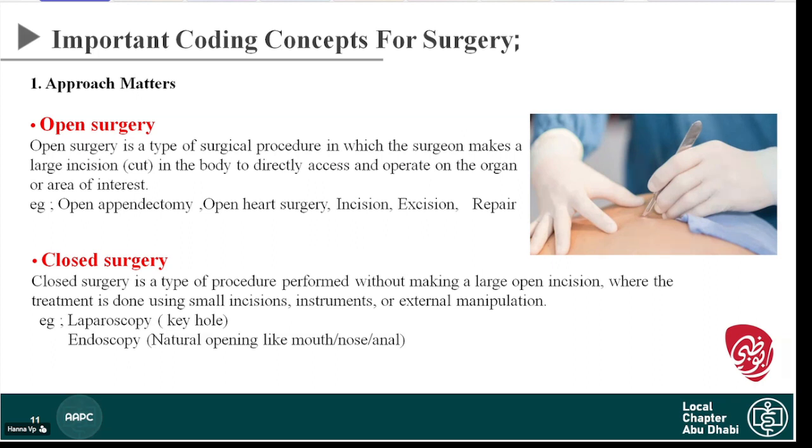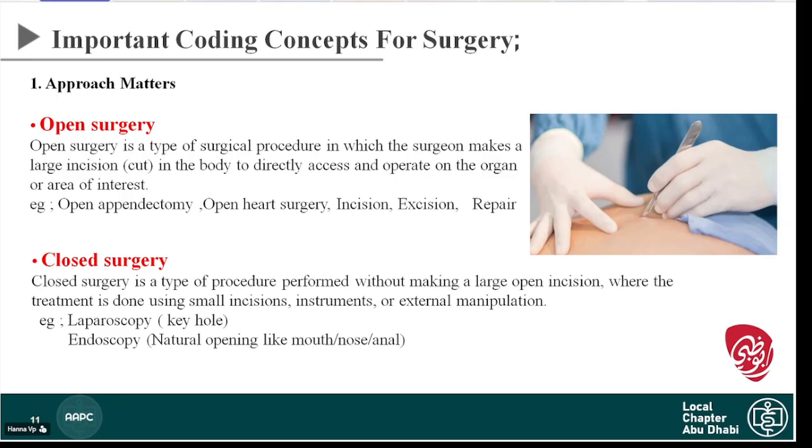Hope all of you completed your exams. So guys, before going to the guidelines, let me show you the important coding concepts you want to keep in mind when you are taking codes from surgery. The first point given here is: approach matters.